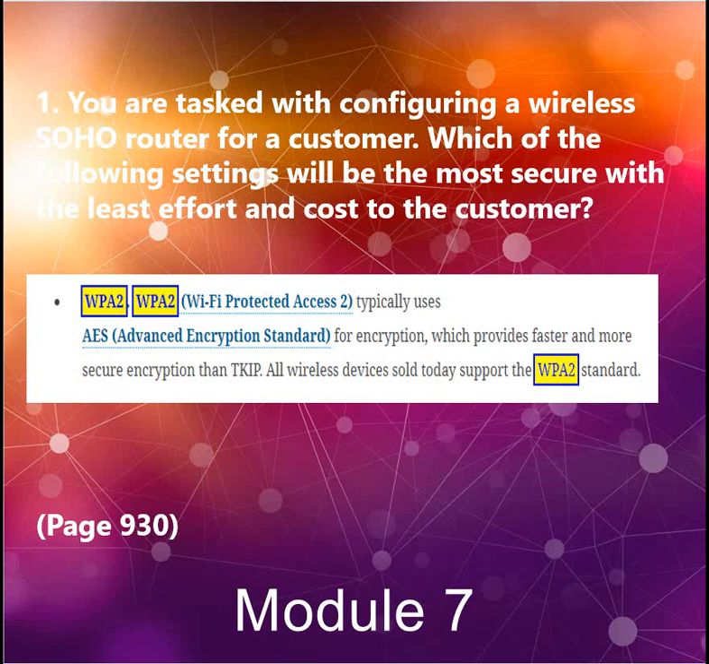WPA2-PSK AES. And then here on page 930, you see where it says WPA2, Wi-Fi Protected Access 2, typically uses AES, which is Advanced Encryption Standard, for encryption, which provides faster and more secure encryption than TKIP. All wireless devices sold today support the WPA2 standard. All right, so your answer is WPA2-PSK and AES for Advanced Encryption Standard. All right, so on to number 2.